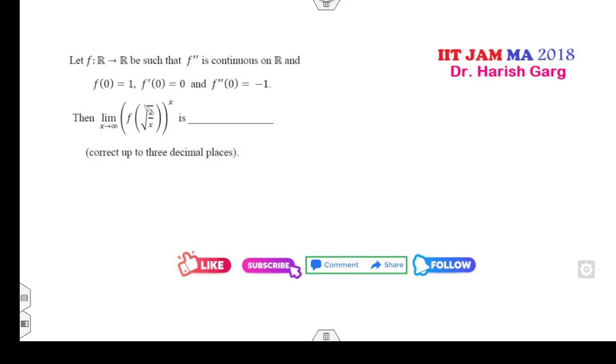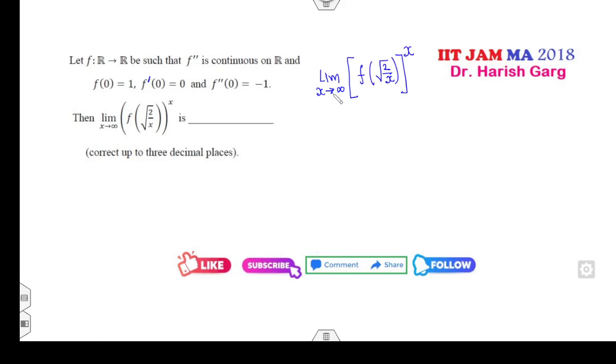Okay, look at this next one. f(0) is 1, f'(0) is 0, f''(0) is 0. Your target is to find the limit as x approaches infinity of [f(√2/x)]^x.